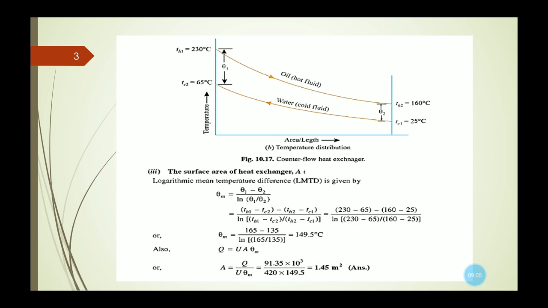Now Q we have calculated earlier, that is 91.35, and the value of theta m, the LMTD in case of the counterflow heat exchanger, we have just now calculated. So that means except the surface area, all the other things are known to us. If we put these values in this formula, then you can calculate the surface area of this double pipe counterflow heat exchanger, that is 1.45 meters square.